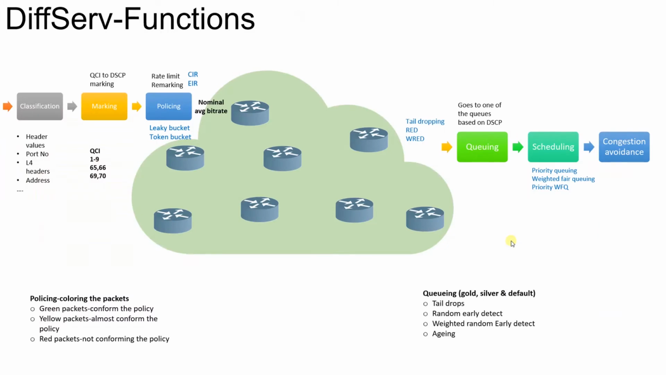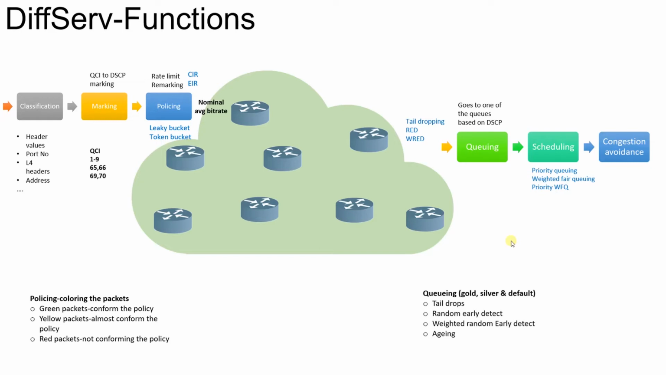Now we are very clear about classification, marking, and all. So what is classification? Different kinds of traffic are generated by the end user, the customer. He generates voice, video, data, WhatsApp messages, YouTube, all kinds of different application traffic. So these traffics have to be classified into the DSCP fields.